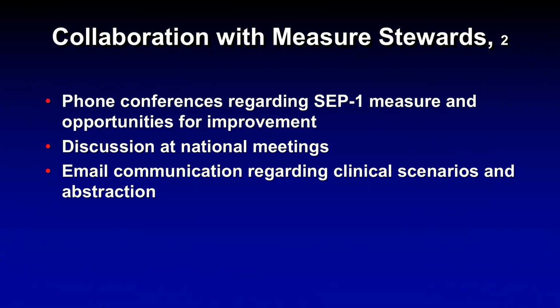Otherwise, it could potentially be abstracted as an acute renal failure patient. And then the same with patients on anticoagulation. If there's an abnormal INR, making sure that that was associated in the documentation with anticoagulation. And I think future measure changes starting in January will allow a little bit more freedom in that documentation.